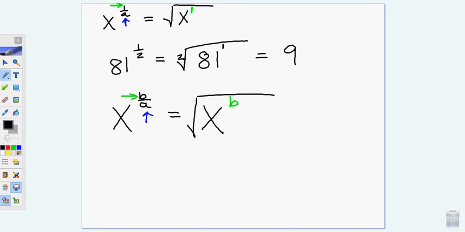Oops, I didn't mean to do that. I meant to do that in blue. Okay, so this is how it looks.